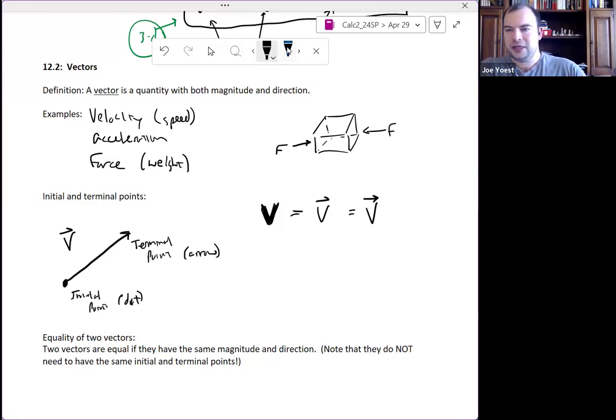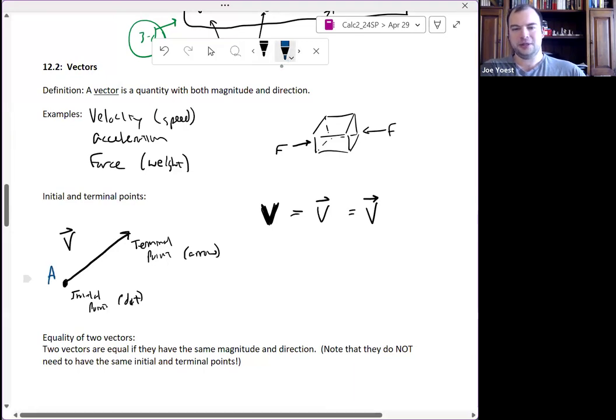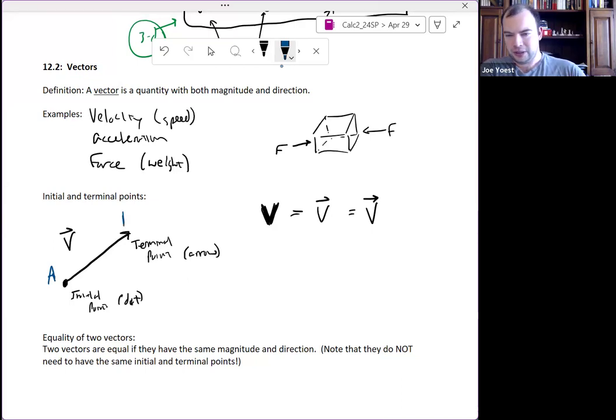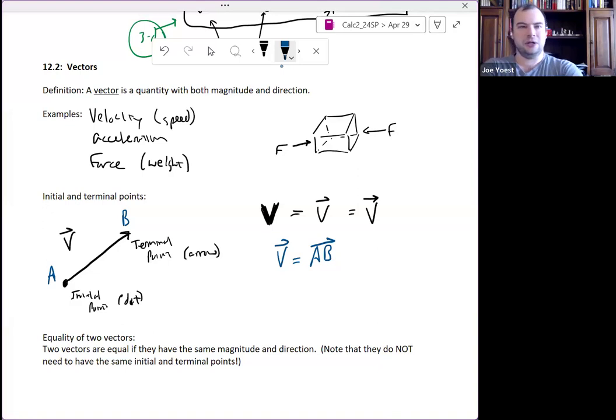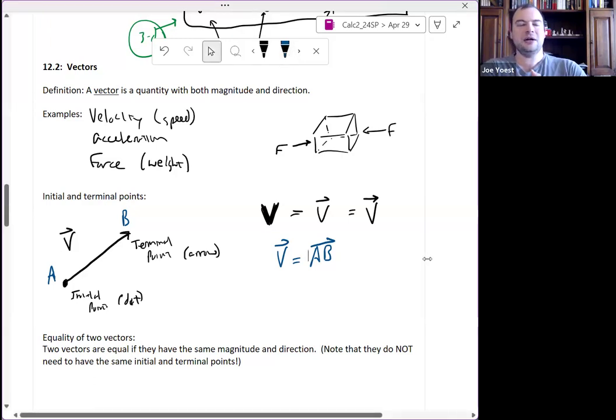We can also say what the location of the initial point is. Maybe the initial point is located at point A in some coordinate system, and the terminal point located at point B in some coordinate system. And we might say something like the vector V, we might represent it as AB with an arrow over it, going from the initial point A to the terminal point B. Note that the A is closer to the non-arrow side of the notation, and the B is closer to the arrow side of the notation. So that's in line with what we would expect.